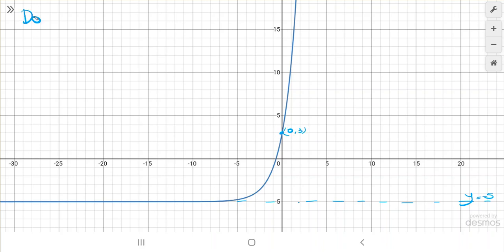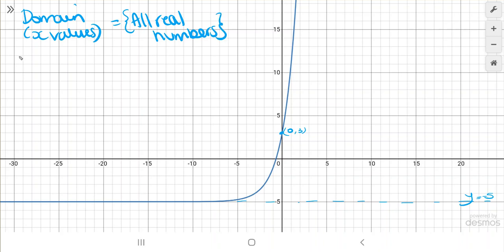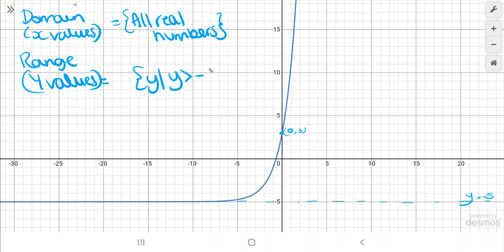So our domain for x, the x values, is going to be the set of all real numbers. And our range, which is the y values, because it's increasing, is going to be anything greater than -5. So y is greater than -5.